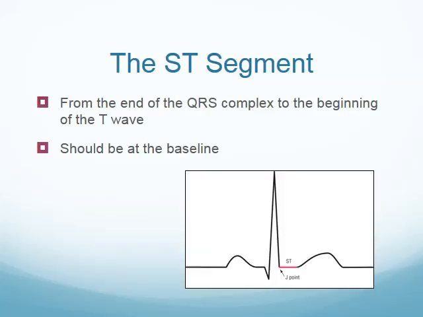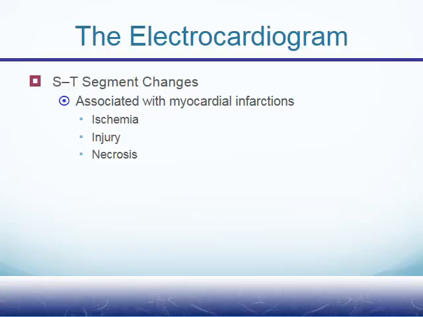Any abnormality from that, I won't say any abnormality. There are some variations where you won't have an ST segment at baseline, and it's still normal. But in general, for right now, our ST segment should always be at the baseline, or at our isoelectric line. ST segment changes can be associated with myocardial infarctions. We'll get into that in more detail as we talk about 12-lead EKGs. And they're associated with ischemia, injury, and necrosis, or cell death.